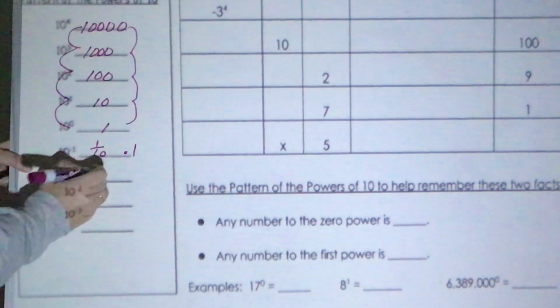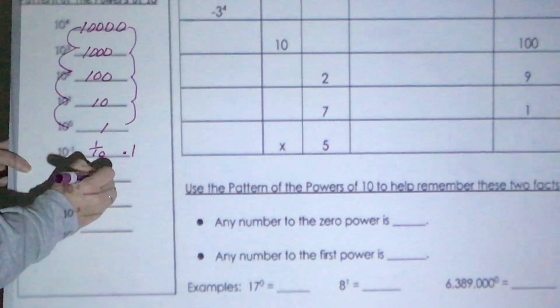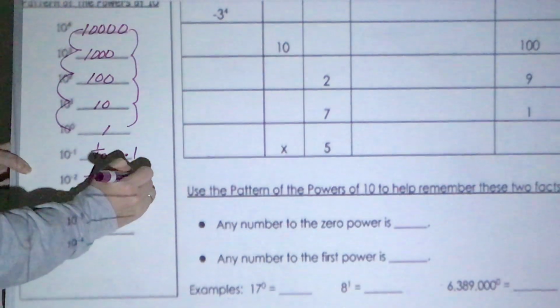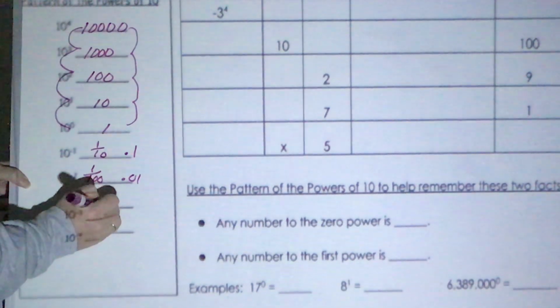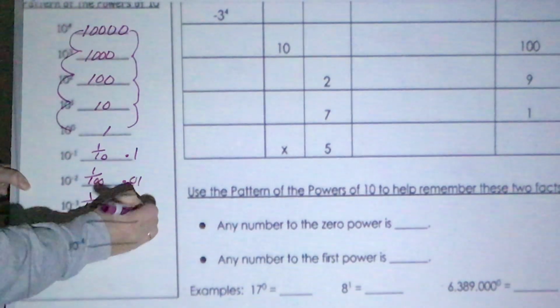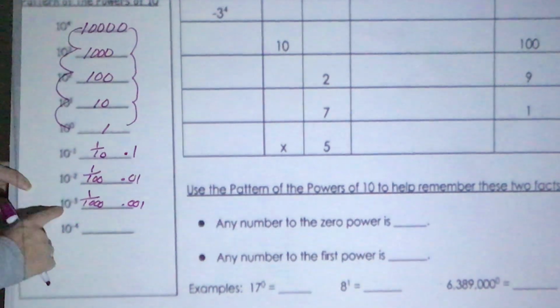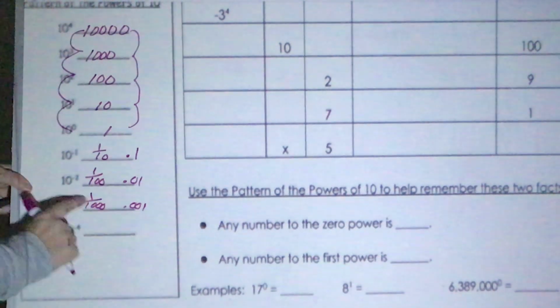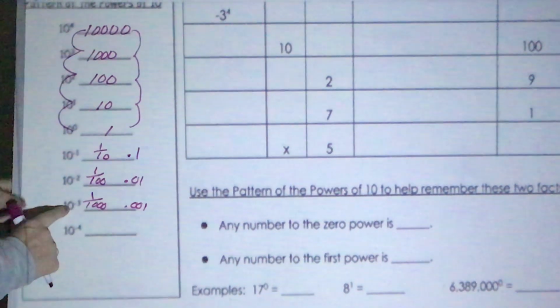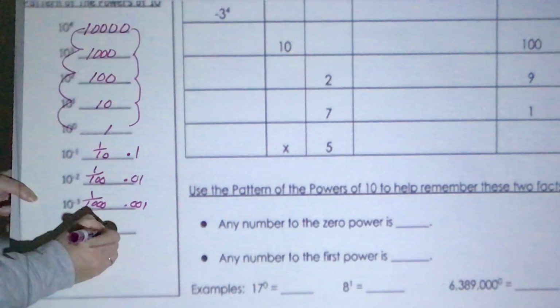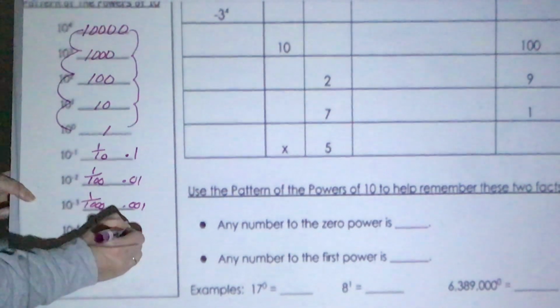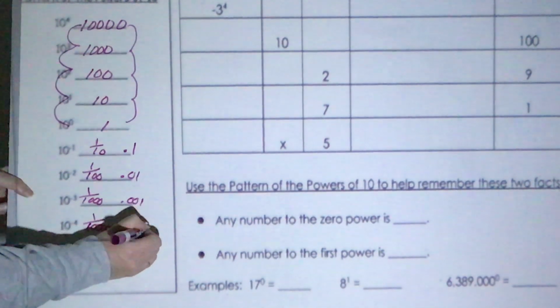If we divide that by 10, we would get 1/100th, or 0.01. Then 1/1000th, or 0.001. So this is a 1 with 3 zeros, but it has a 1 on top of it because it's negative. So negative powers aren't negative numbers. They are just smaller and smaller and smaller decimals.